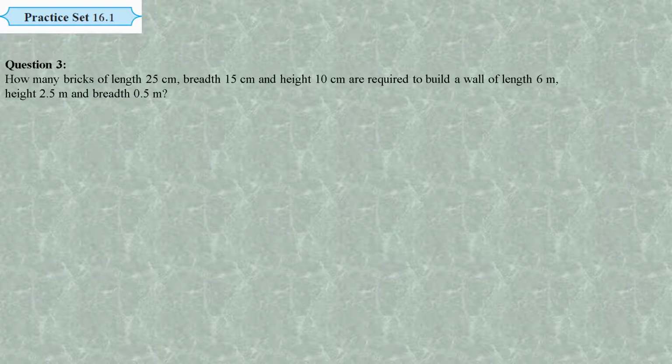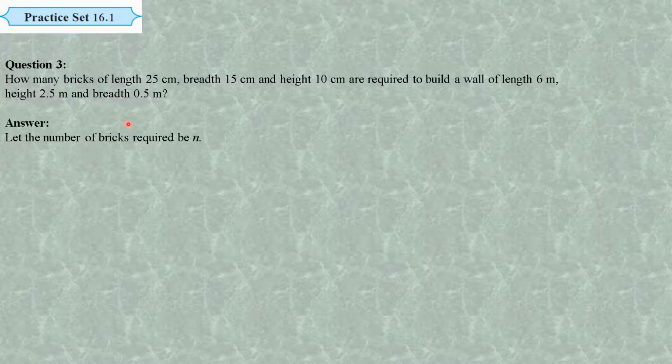Let us see question 3. How many bricks of length 25 centimeters, breadth 15 centimeters, and height 10 centimeters are required to build a wall of length 6 meters, height 2.5 meters, and breadth 0.5 meters? So if you see in this question, the dimension of the brick is given in centimeters and the dimension of the wall is given in meters. So let us start with the solution.